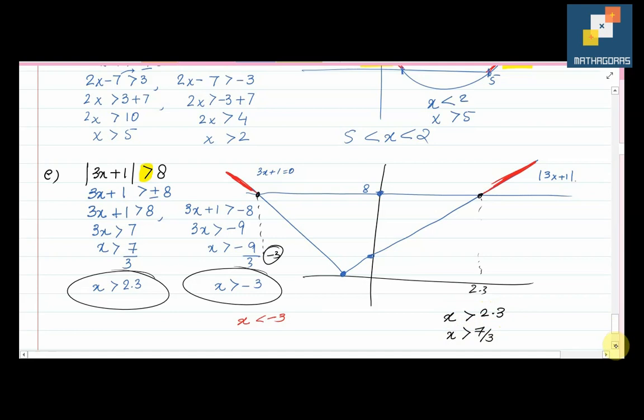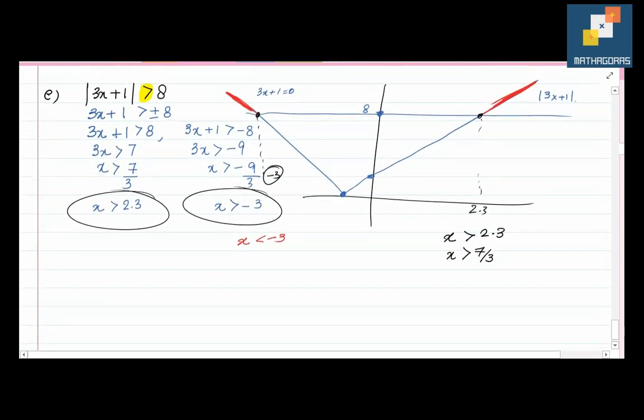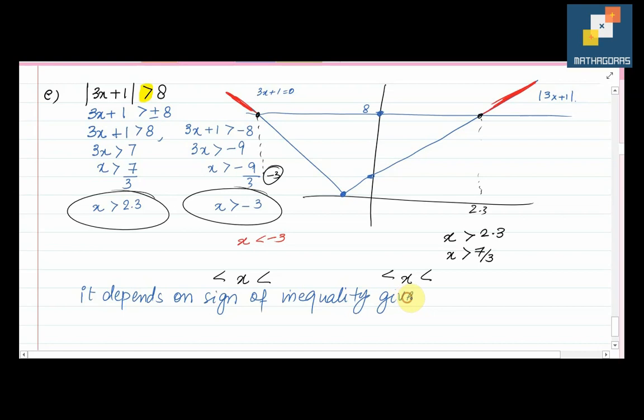So now I hope that you have a clear idea how you are identifying the intervals of x, right? So we had discussed these intervals in two categories. It depends on the sign of inequality given in the question.